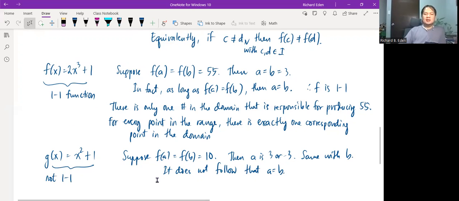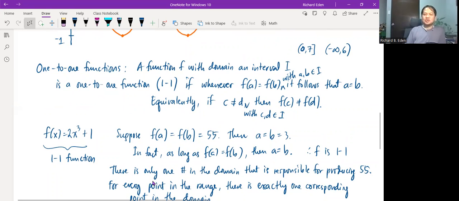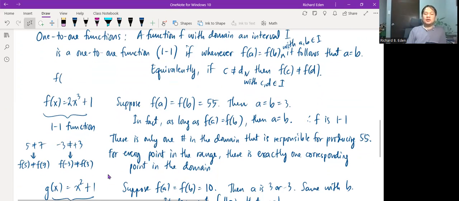Okay. So nung nilagay kong equivalent definition, if c is not equal to d, then f of c is not going to be f of d. For example, kunwari, dito sa function 2x cubed plus 1, it is clear that 5 is not equal to 7. Alright? It is clear that negative 3 is not equal to 3. And it's trivial, but yes, because 5 is not equal to 7, then f of 5 must not be equal to f of 7. Negative 3 is not equal to positive 3, so therefore f of negative 3 is not equal to f evaluated at 3. Because if in case f of negative 3 happened to be equal to f of 3, but if the function f is 1-to-1, edi dapat negative 3 is equal to 3. Pero hindi eh. Clearly, f of negative 3 and f of 3 are different.